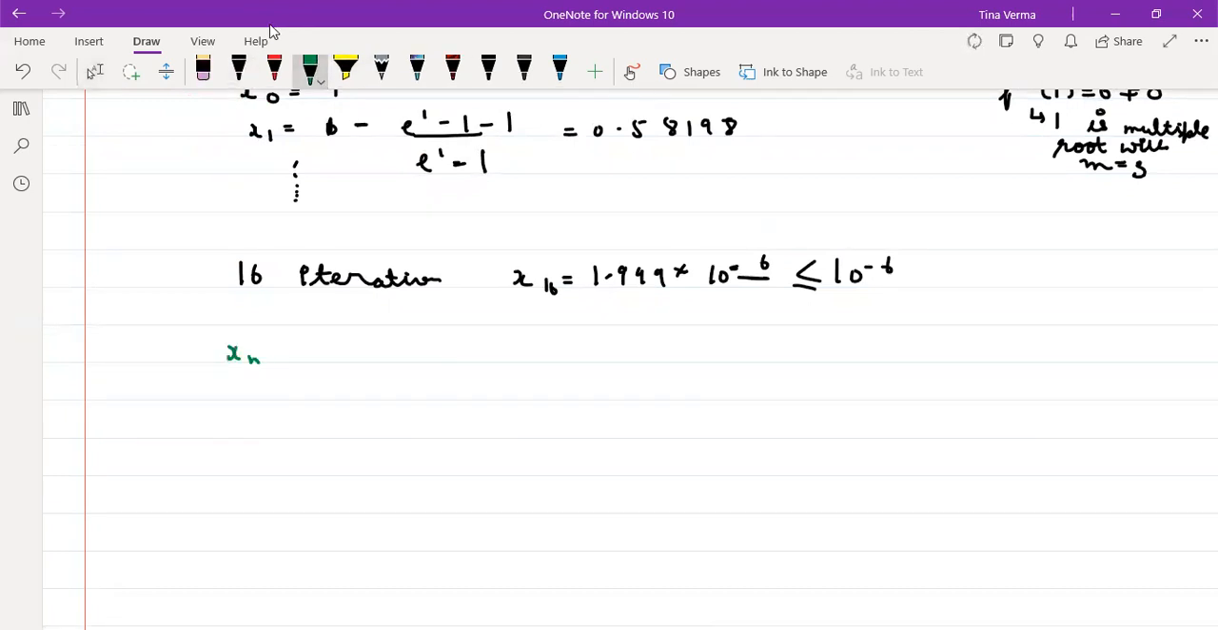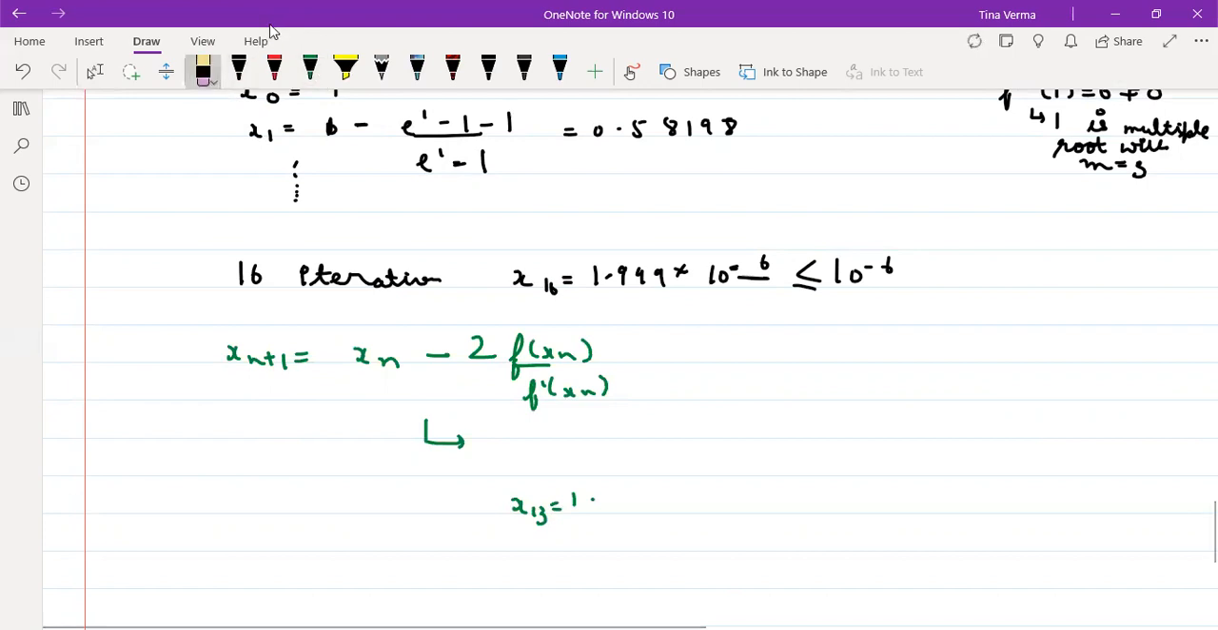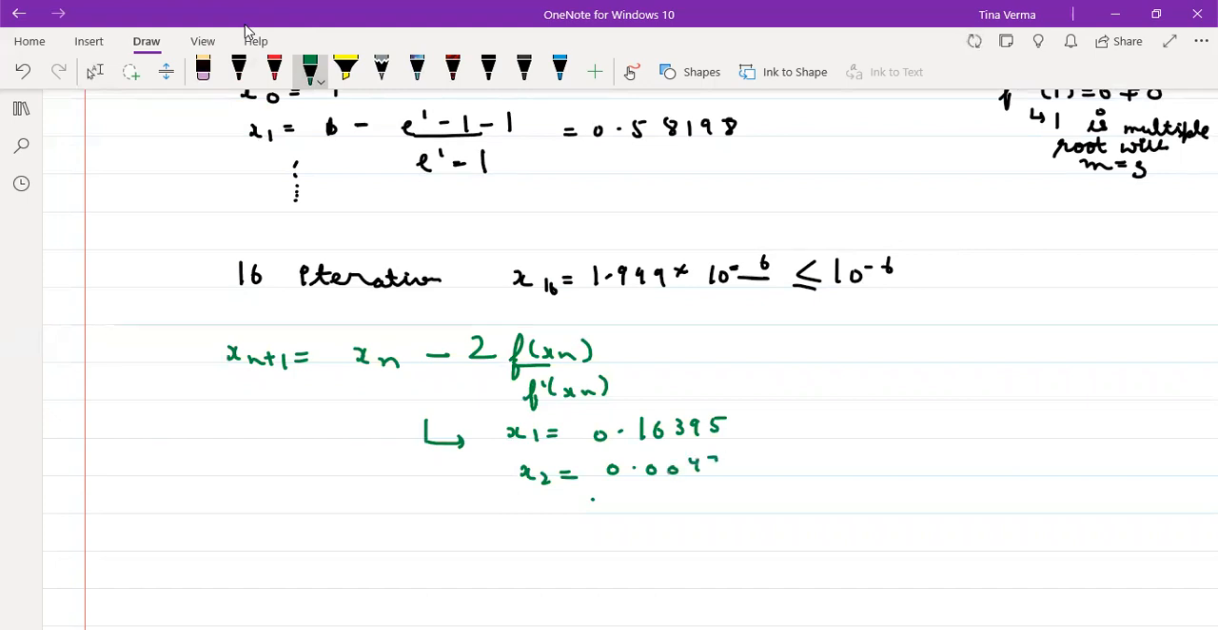So you can modify the formula. xn plus 1, your formula becomes xn minus multiplicity, which is 2, so you multiply 2 with the function's value at xn, divided by the derivative. And you can notice over here that at the third iteration, that means x1 is coming out to be 0.16395, x2 you got 0.0044781, and x3 here you got 0.000000342.